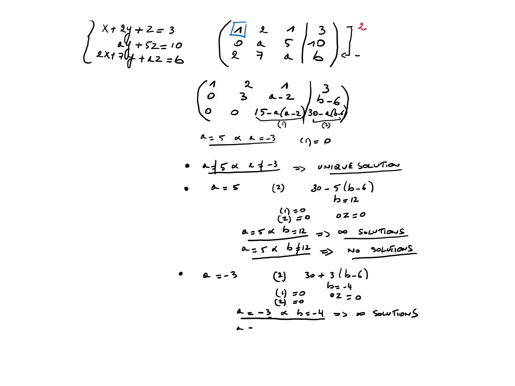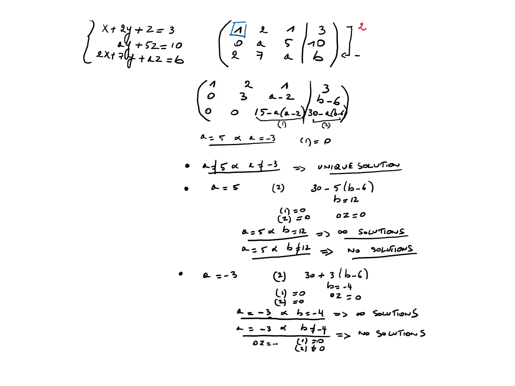Whereas if a is equal to -3 and b is different from -4, well, you end up with a case where 1 is equal to 0, but 2 is different from 0. So you have an equation of the type 0z is equal to something that is different from 0. So this leads to a system without solutions. So there are no solutions in this case.